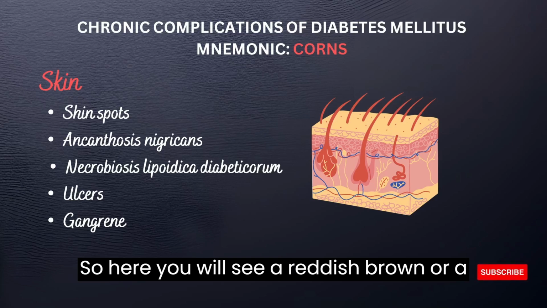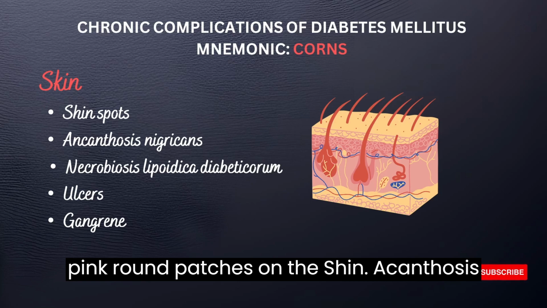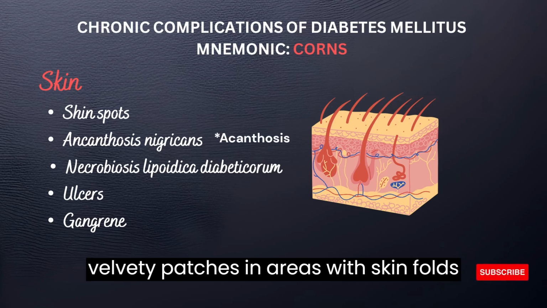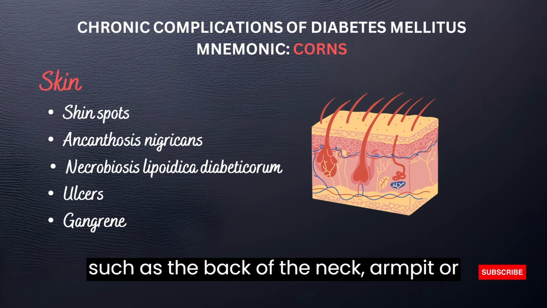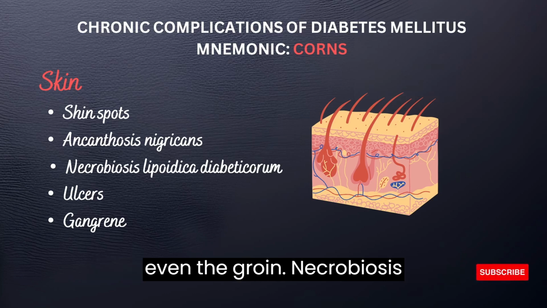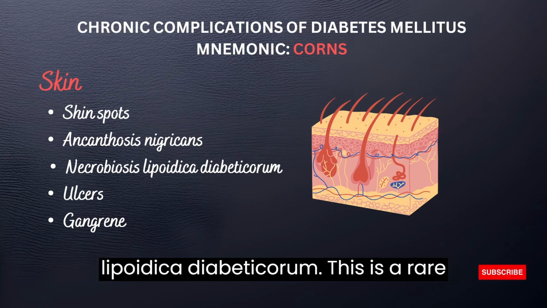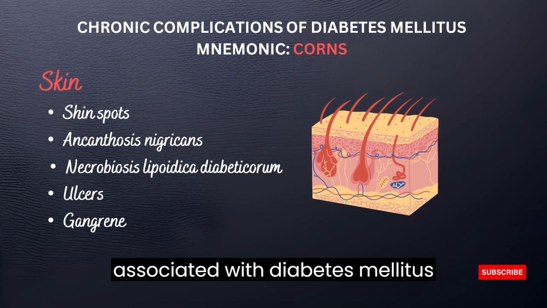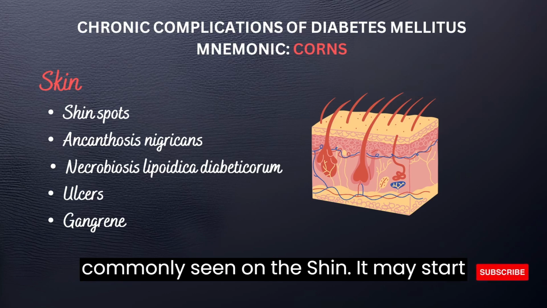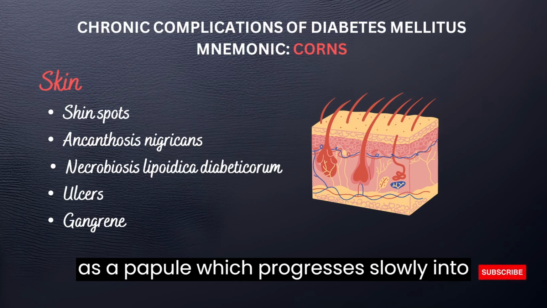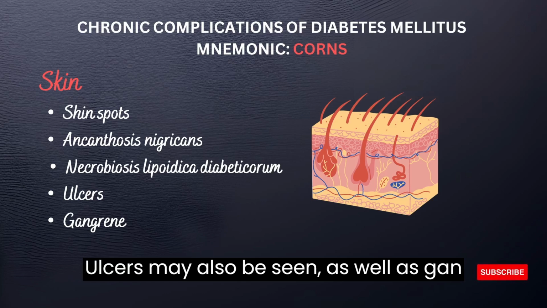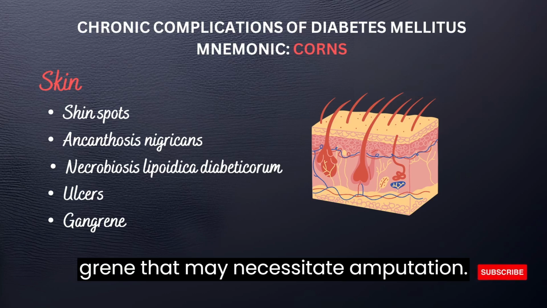Skin. Now, shin spots, also referred to as diabetic dermopathy, may also be seen. So here you will see reddish brown or pink round patches on the shin. Acanthosis nigricans. This is thick velvety patches in areas with skin folds such as the back of the neck, armpit, or even the groin. Necrobiosis lipoidica diabeticorum. This is a rare granulomatous skin rash that may be associated with diabetes mellitus, commonly seen on the shin, and it may start as a papule which progresses slowly into a patch of rash with a red rim. Ulcers may also be seen as well as gangrene that may necessitate amputation.